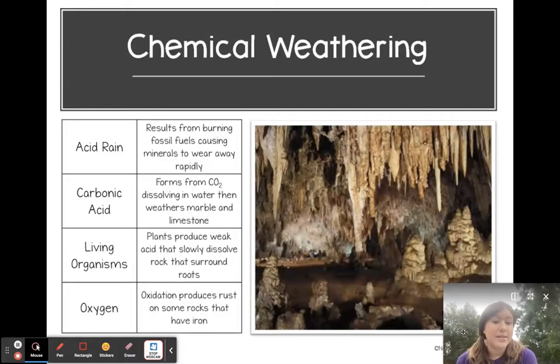But this acid can dissolve rock. So that's how we get caves, is when calcium carbonate is dissolved. Living organisms, plants can produce sort of a weak acid that will also dissolve surrounding rocks slowly. And oxygen is a big one. Oxidation is the process that produces rust. So any sort of rust is considered chemical weathering. So rocks that have iron in them will often start to turn orange over time, and that's a chemical weathering process.